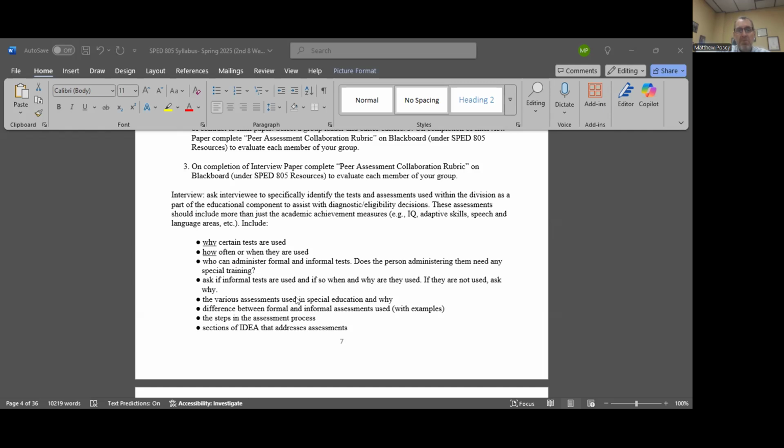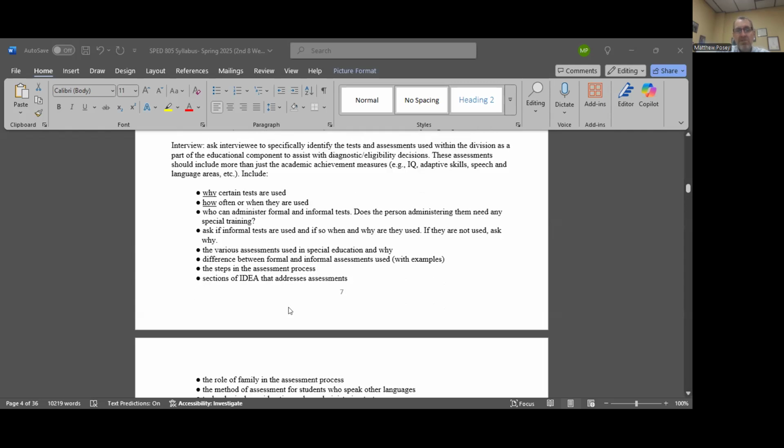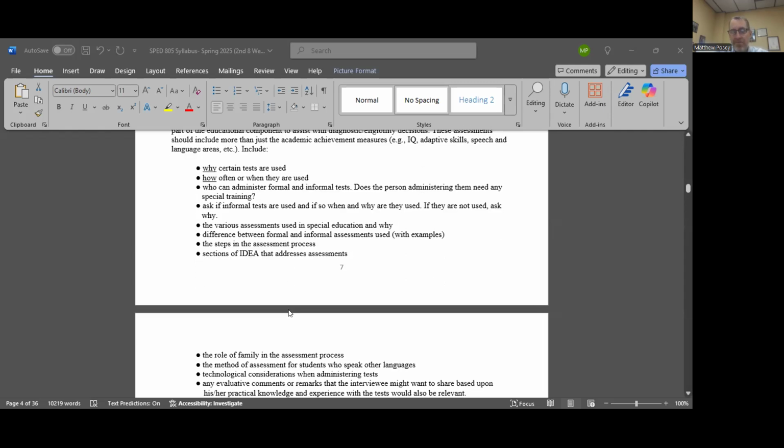You can see the bulleted points here, the guiding questions. These are the ones that you'll need to ask and collect your information. As you start to compile the assignment, each of you in the group will ask these questions to the person you're interviewing and collect that data. Then, after you do that, you're going to collaborate with your group and condense all your information into one single paper. And then one group member will submit that paper on behalf of the group.